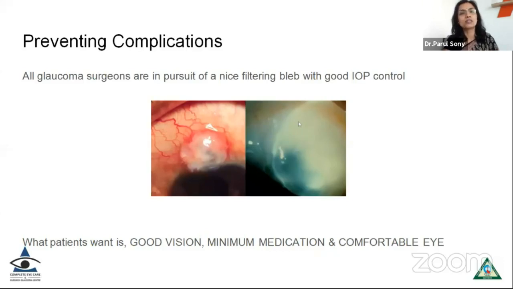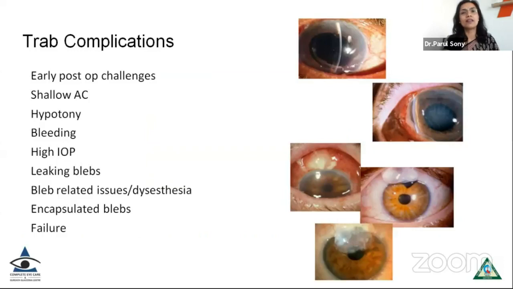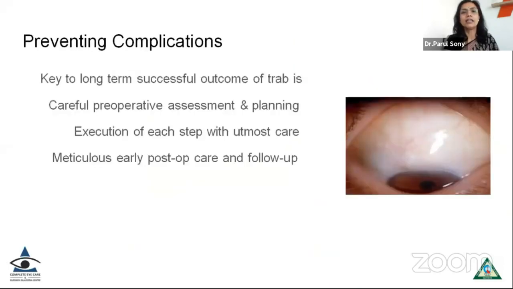As glaucoma surgeons, I think all of us are in the pursuit of a nice filtering bleb with good intraocular pressure, which looks something like this. And what our patients want is good vision with minimum medication and a comfortable eye. We are all very well aware of the complications which we frequently encounter, which could be early post-operative, like the shallow anterior chamber, hypotony, or late complications like a failing bleb, infection.